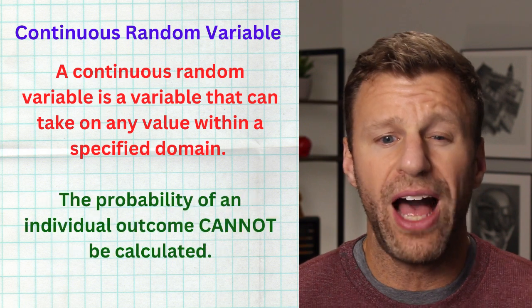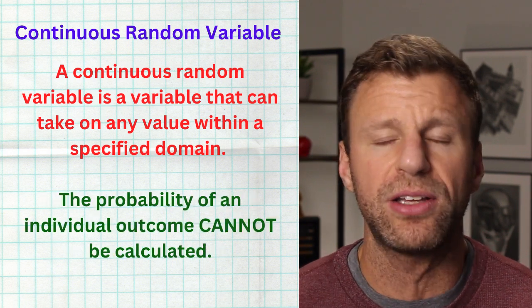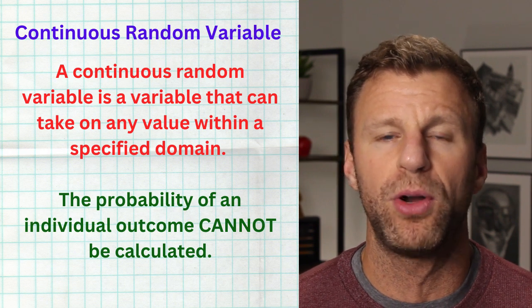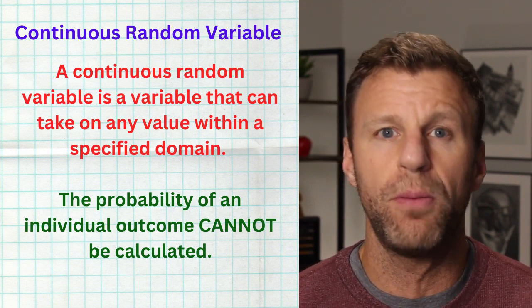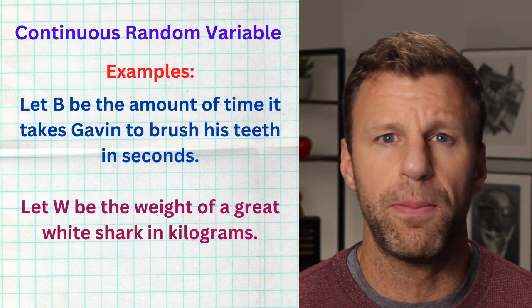The probability of an individual outcome of a continuous random variable cannot be calculated. We only look at the probability of intervals within the domain of the continuous random variable. Now, to better understand this, let's look at a couple of examples.